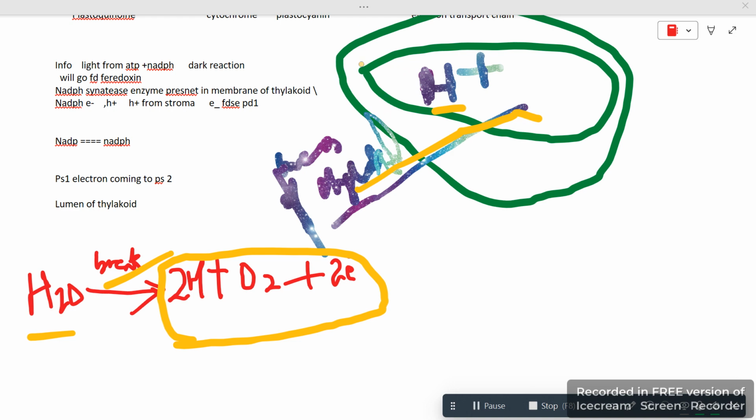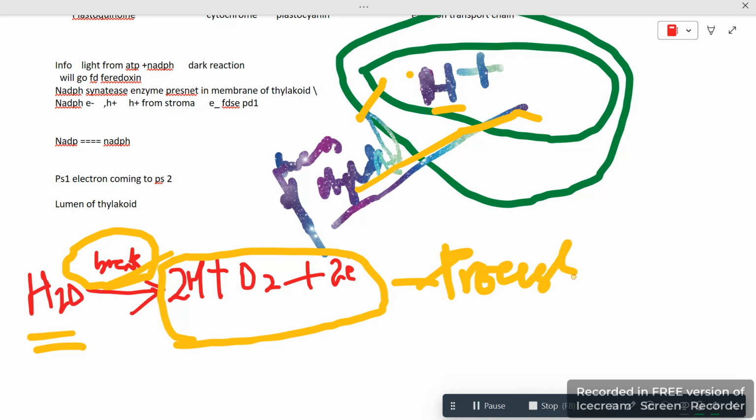Okay, so we are discussing that in the lumen of thylakoid, which has water, this water is broken down, and then we get this equation. So we were saying that photolysis is simply a process. It's a process in the presence of water and in the presence of light. When there's light, the water will be broken down.